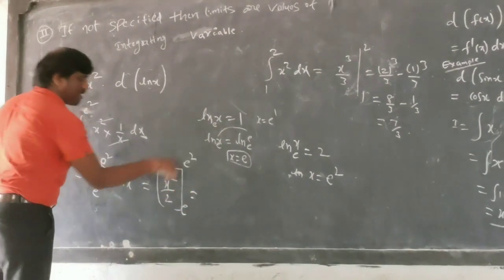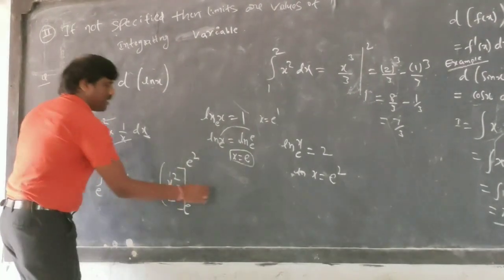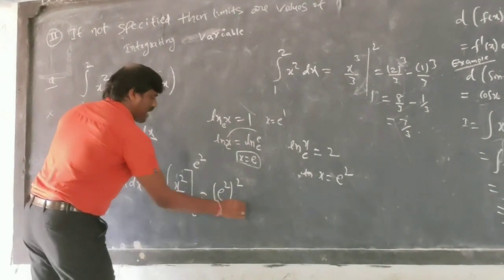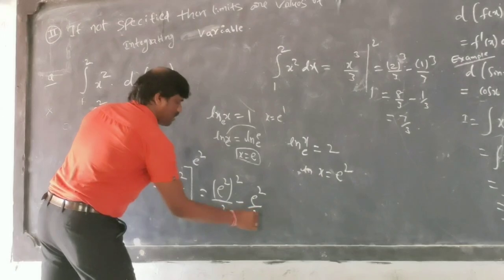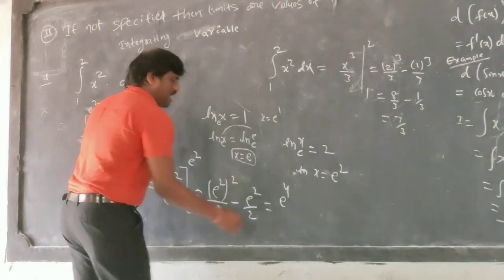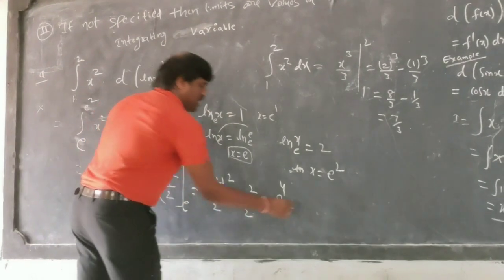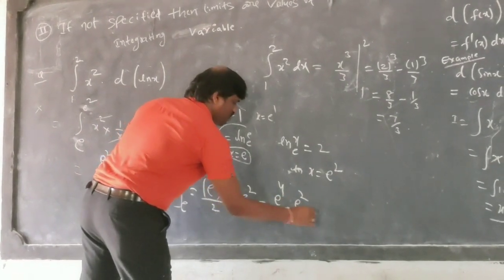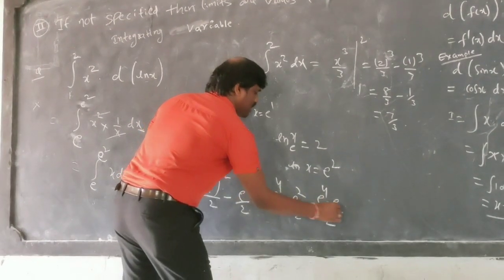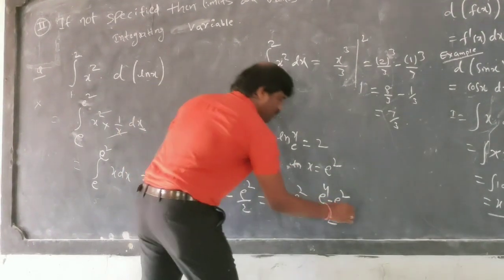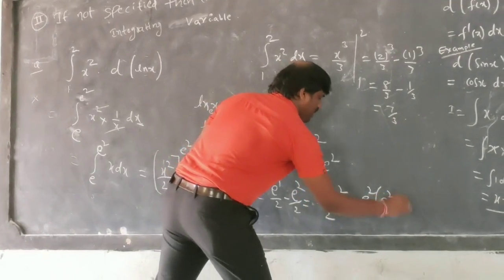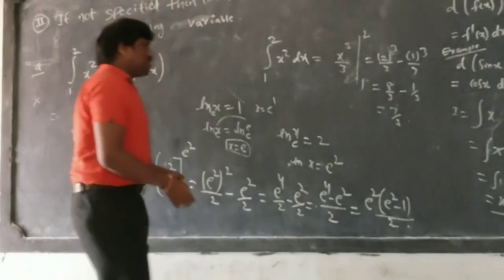Let us substitute the upper limit. If I substitute the upper limit, e square whole square by 2 minus e square by 2. That means I get e power 4 by 2 minus e square by 2. If I take the LCM 2, I get e power 4 minus e square. Further, if I take e square common, I get e square times e square minus 1 by 2. This is the answer.